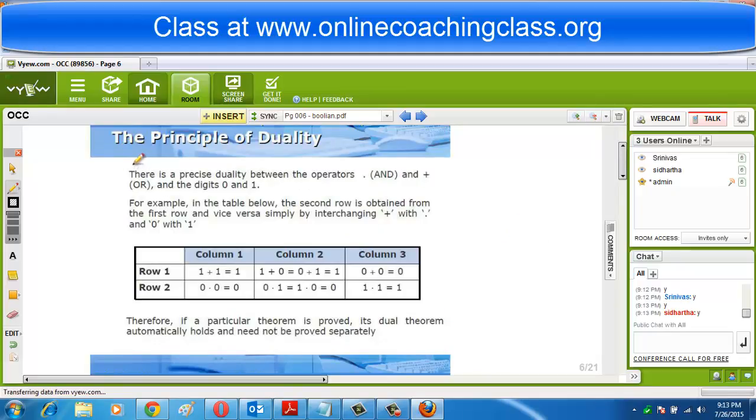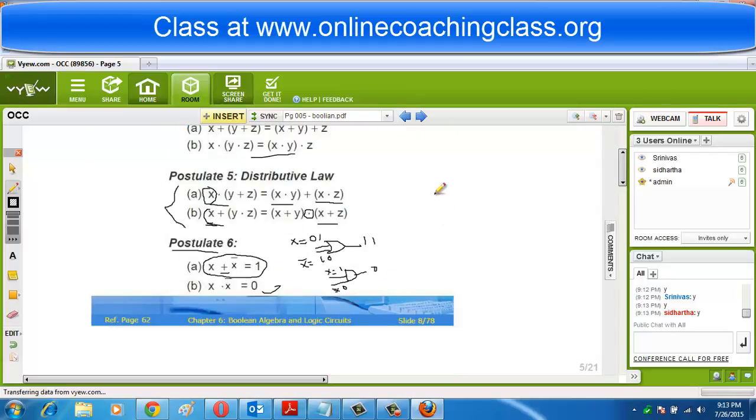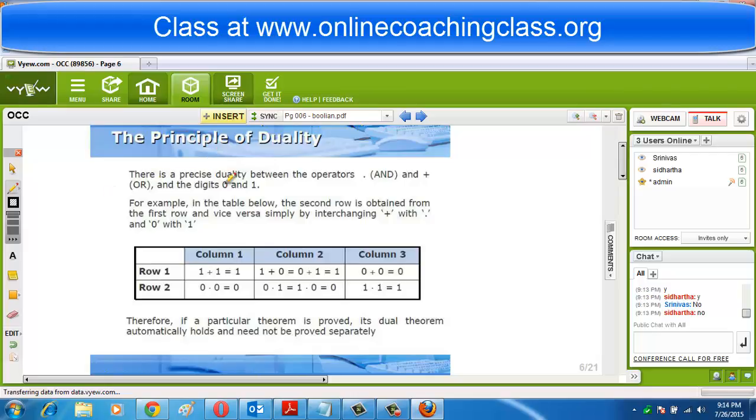Okay, now we come to the principle of duality. We have to remember something about Boolean algebra, some concept. Here we just see, those are the postulates. Is it very hard to remember? But using these, we can solve lots of difficult equations. Okay, now see the principle of duality. There is a precise duality between the operators AND, OR, and the digits 0 and 1.